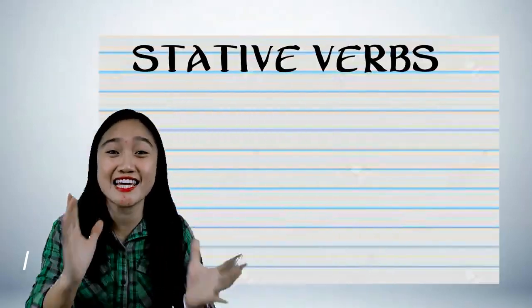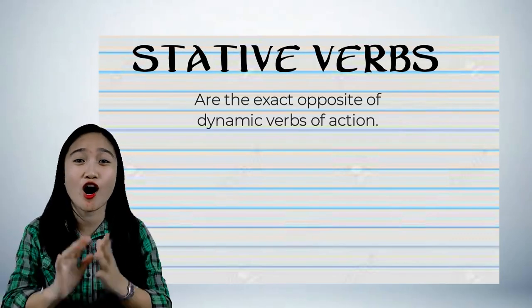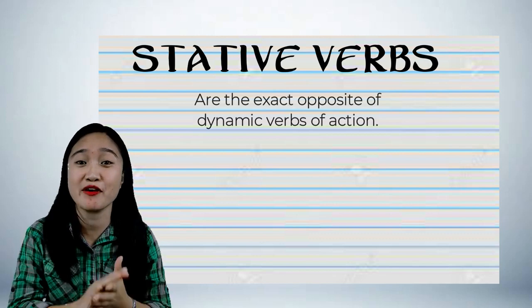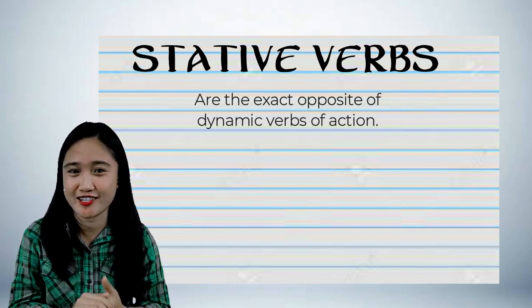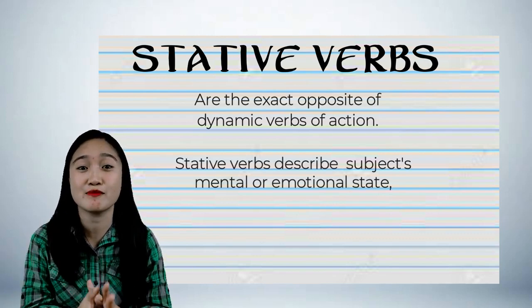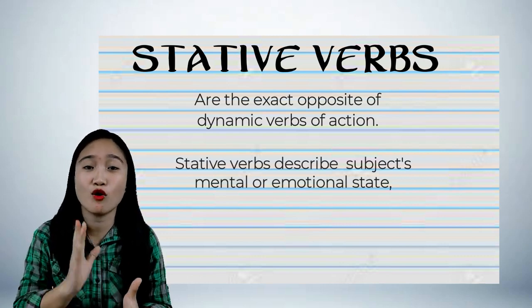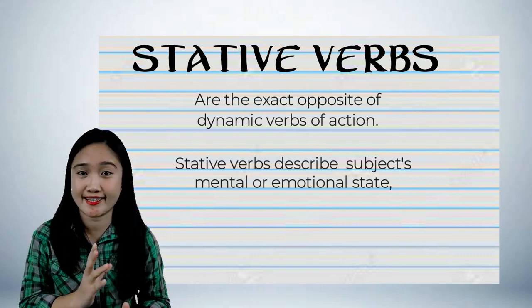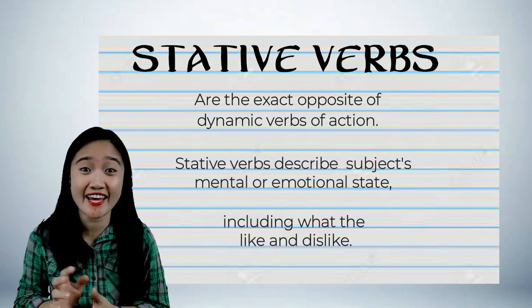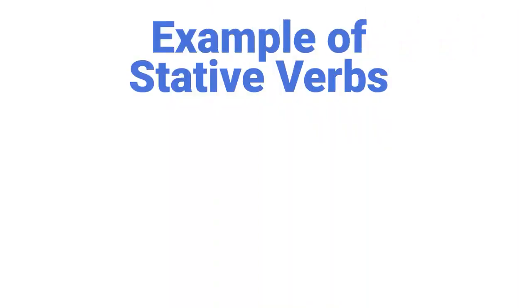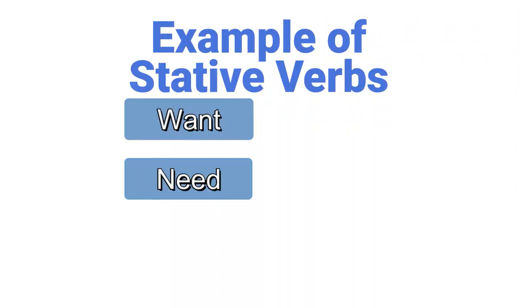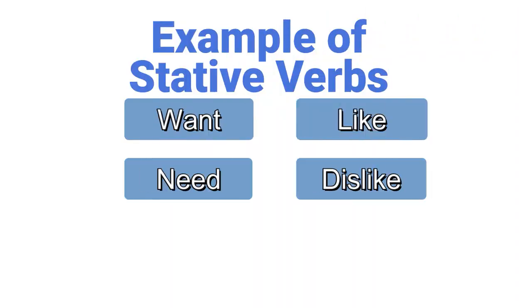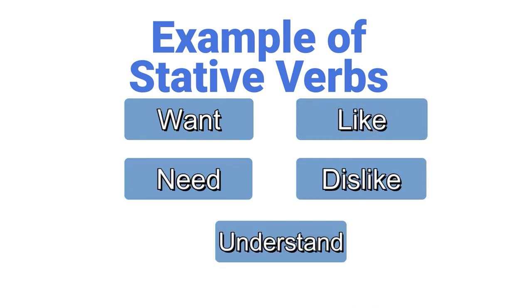Let's talk about the stative verbs. Stative verbs are the exact opposite of dynamic verbs of action. Stative verbs describe subjects' mental or emotional state, including what they like and dislike. Examples of stative verbs: want, need, like, dislike, and understand.